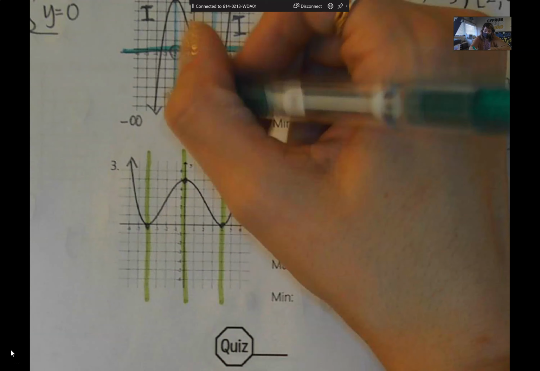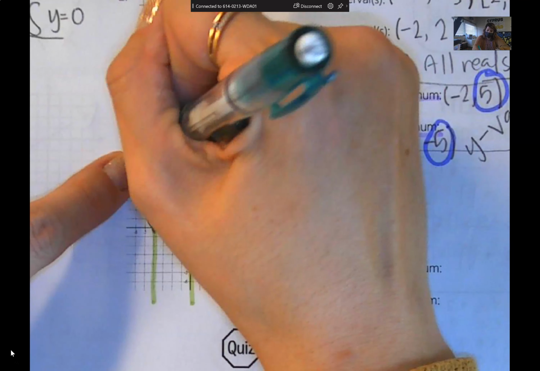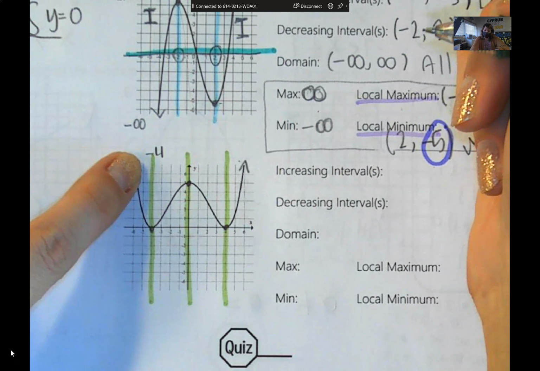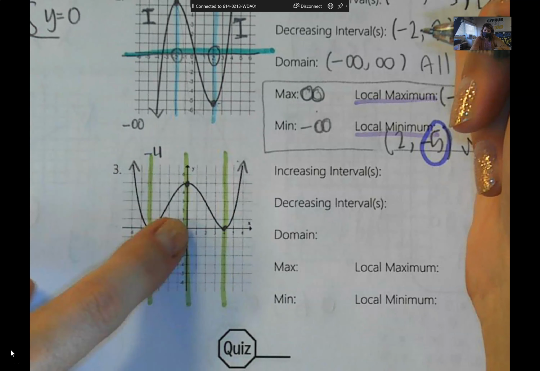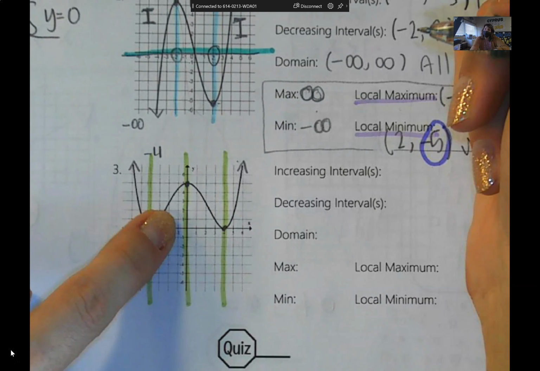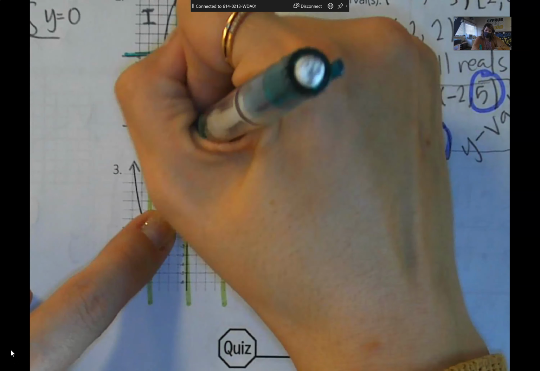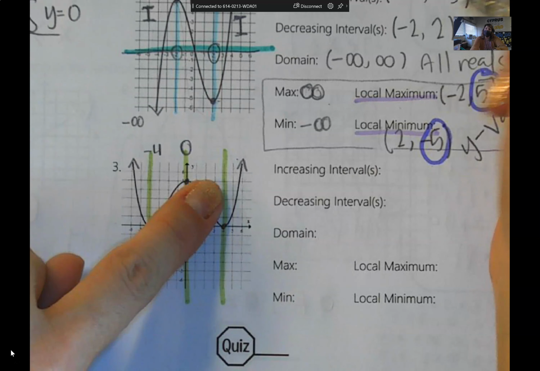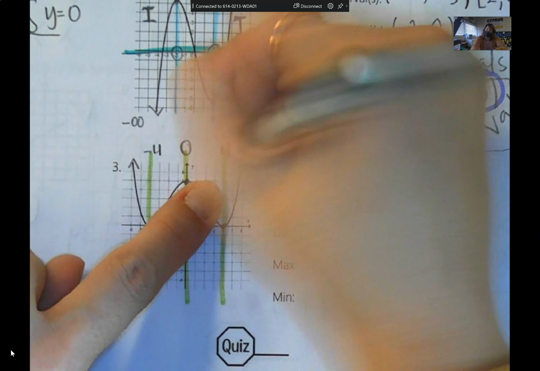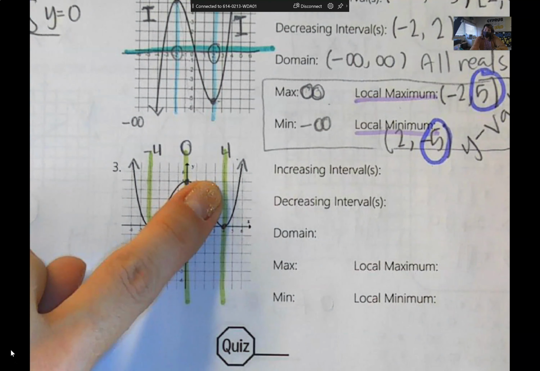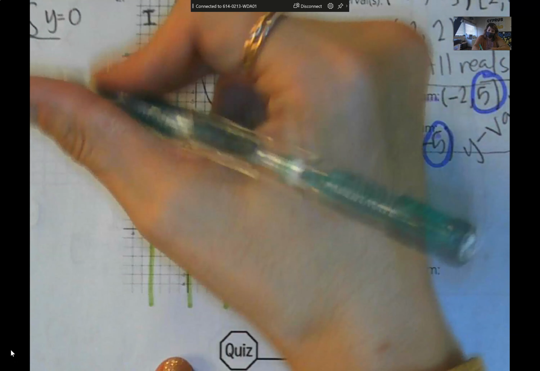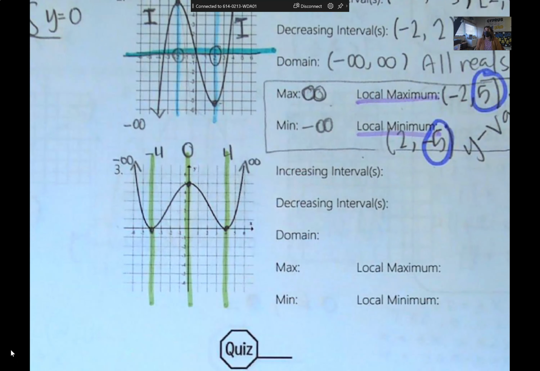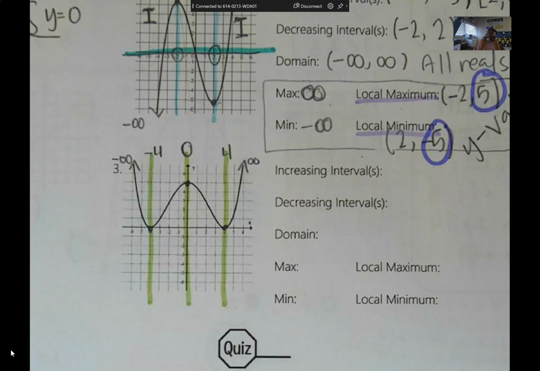Okay, let's write down the x values at those turning points. The first one is at negative 4. Where's the next one at on x? 0. And then where's this one at on x? 4. Okay, so remember this guy is negative infinity. This guy is infinity. Arrows are always positive or negative infinity.